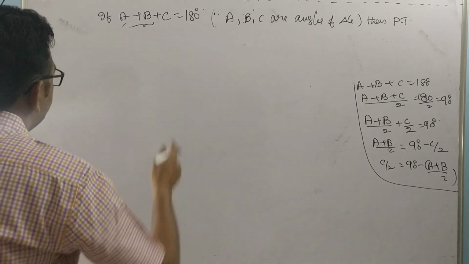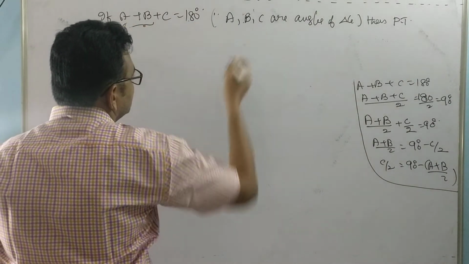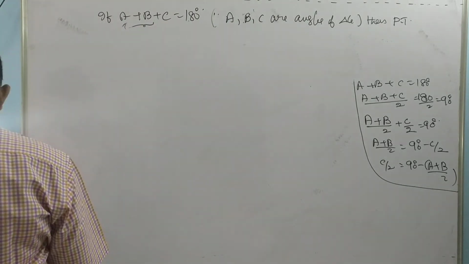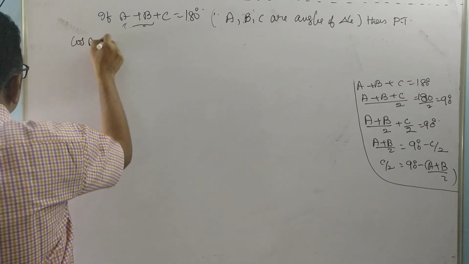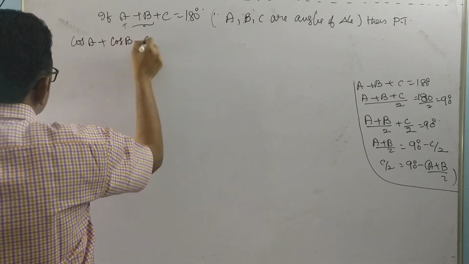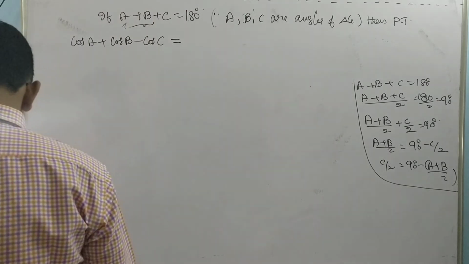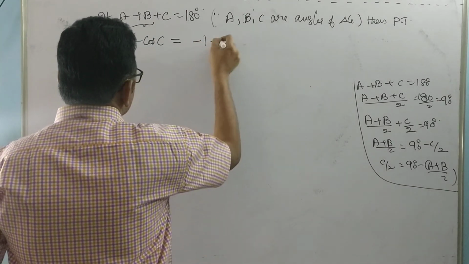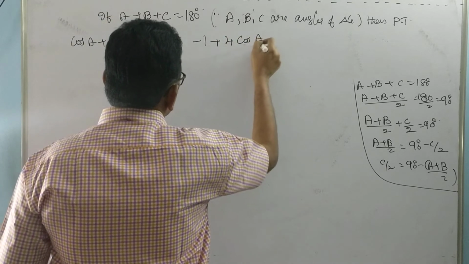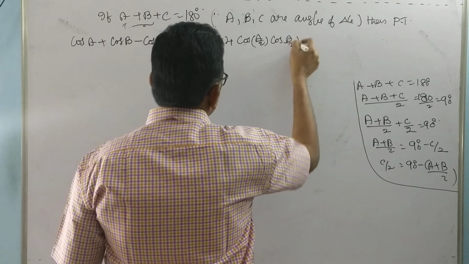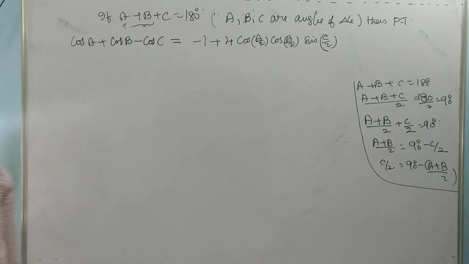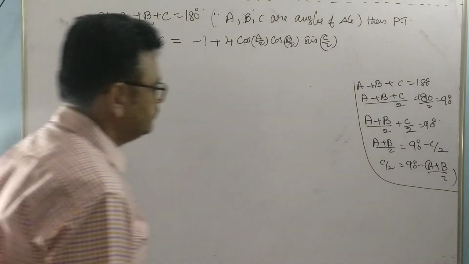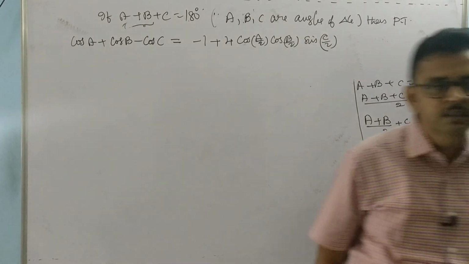Next one: if A plus B plus C equals 180 degrees, or A, B, C are angles of a triangle, then prove that cos A plus cos B minus cos C is equal to minus 1 plus 4 cos A by 2 into cos B by 2 into sin C by 2. A, B, C are the angles of a triangle.